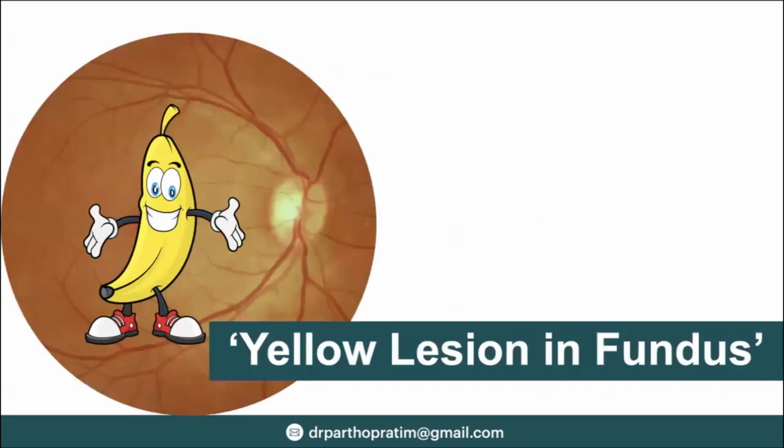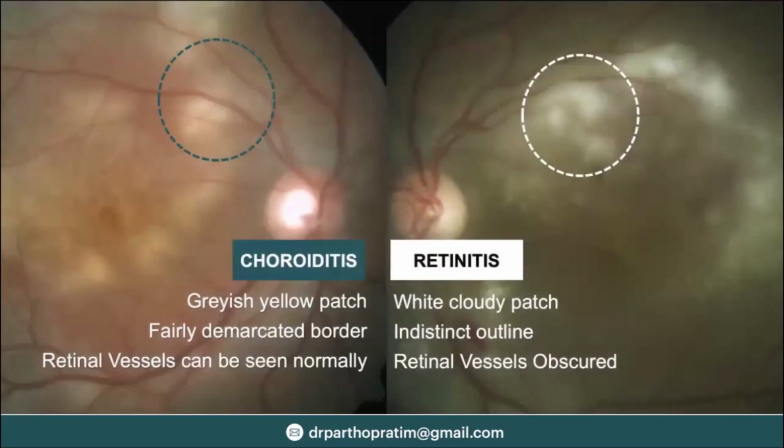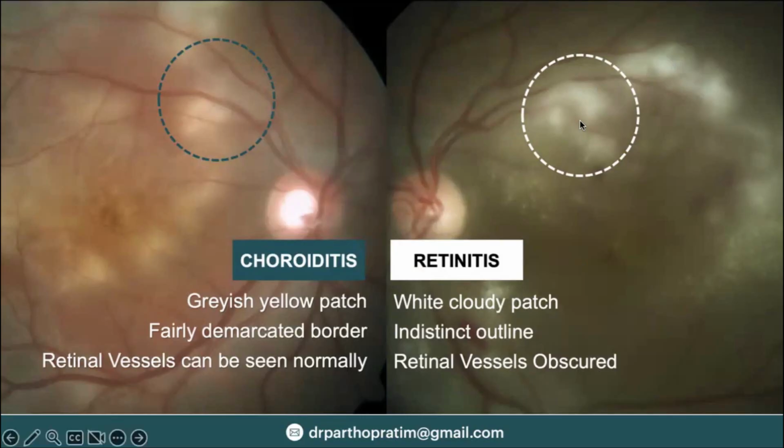Now, coming to my first topic, yellow lesion in the fundus. First, one question the clinician should ask himself is whether it's a case of retinitis or choroiditis. Choroiditis is characterized by a grayish yellow patch with a fairly demarcated border, and retinal vessels can be seen normally. Whereas retinitis is characterized by a white cloudy patch with an indistinct outline, and retinal vessels are obscured. For example, you can see here, you can't make out the retinal vessel because the lesion is above the retina.